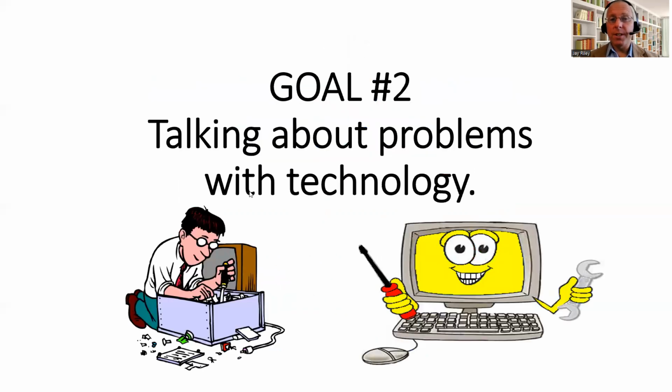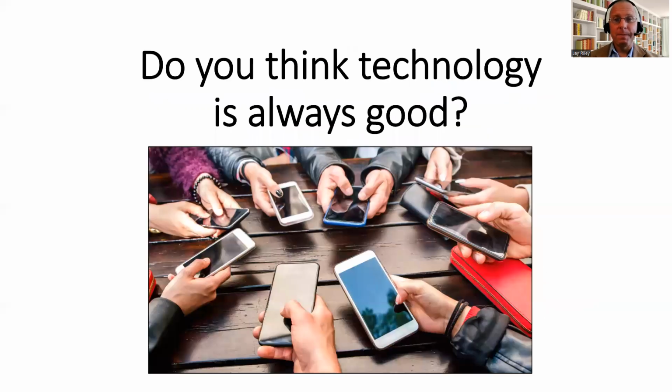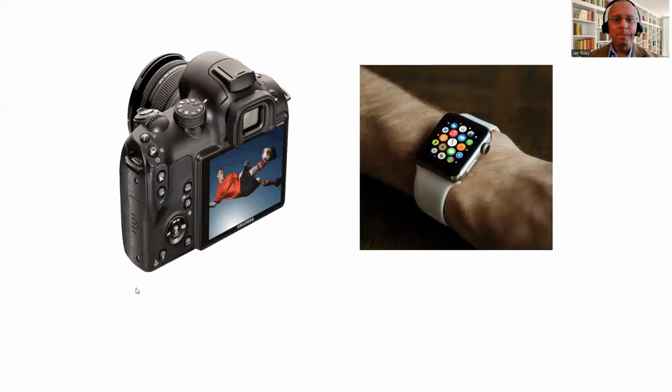In the second part of our unit, we're going to talk about problems with technology. So do you think technology is always good? Okay, yeah, I agree. I think technology can sometimes be a problem. In this picture, I can see how technology might be a problem. So let's learn some different types of technology, and then we'll talk about problems.